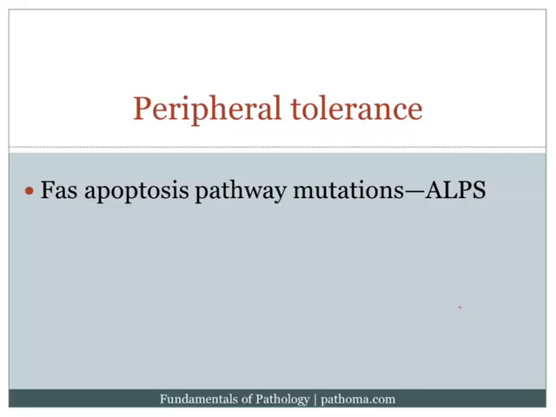to escape central tolerance. Well, we have a second line of defense, and that is called peripheral tolerance. What happens in peripheral tolerance is that if an antigen is recognized in the peripheral tissues without a co-stimulatory signal, then the lymphocyte will undergo anergy, which means it'll shut down, or it'll undergo apoptosis.